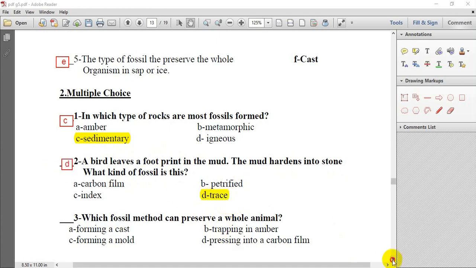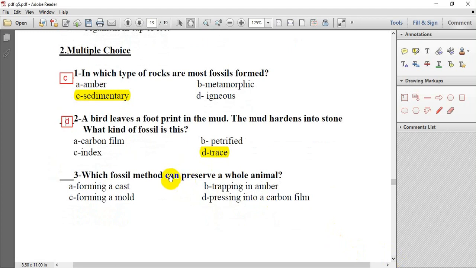Next question. Which fossil method can preserve a whole animal? As we said in the previous question also, the fossil that keeps the whole animal in ice or sap is called, yes, trapping in amber. Trapping in amber, letter B.